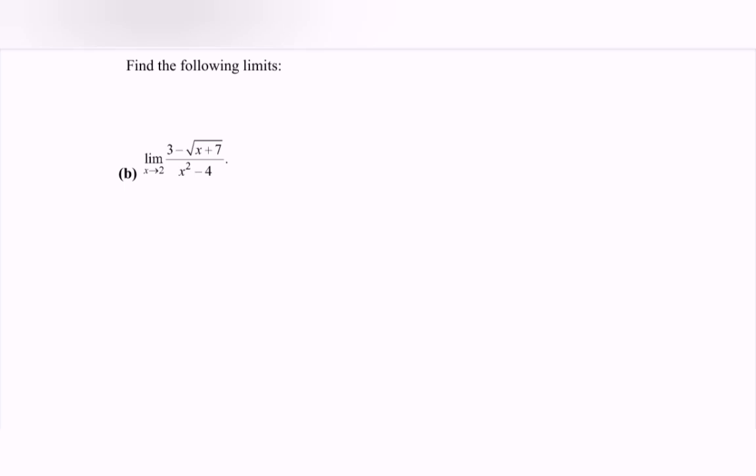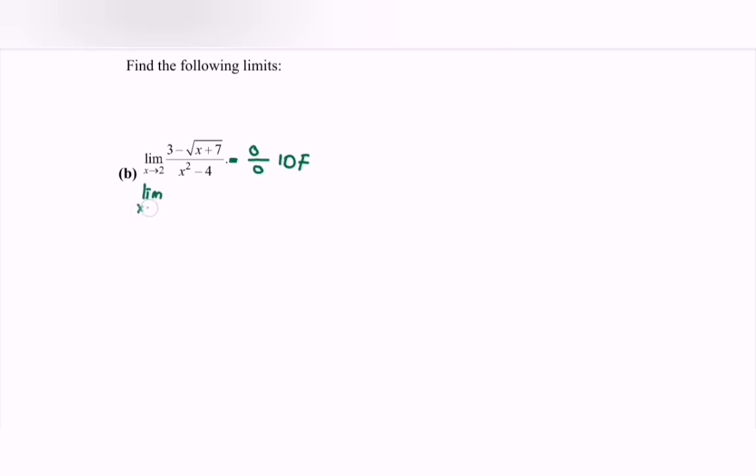Next, we have b. The limit as x approaches 2 of the function (3 minus square root of x plus 7) over (x squared minus 4). If we substitute the value, we will have 0 for the numerator and also 0 for the denominator, which is an indeterminate form. So what we can do is, number 1, multiply by the conjugate. Number 2, factorization. Number 3, long division. Here, my suggestion would be to multiply by the conjugate.